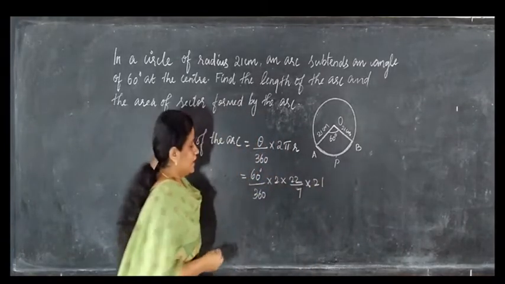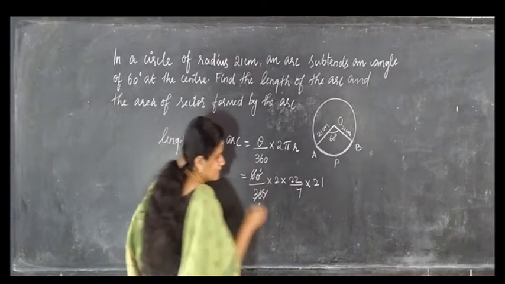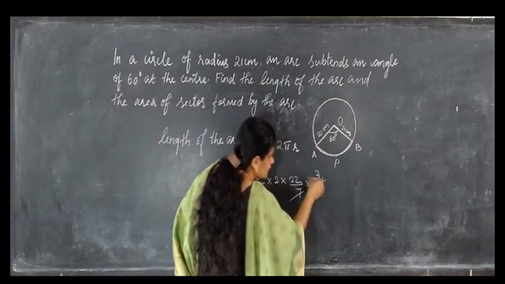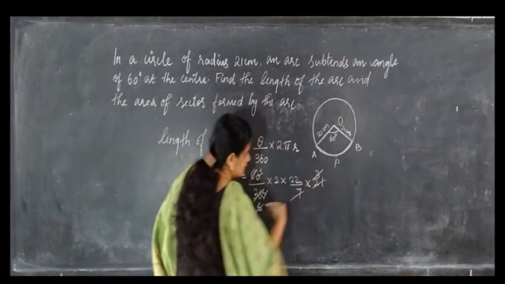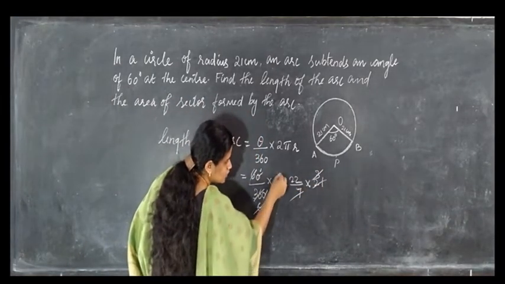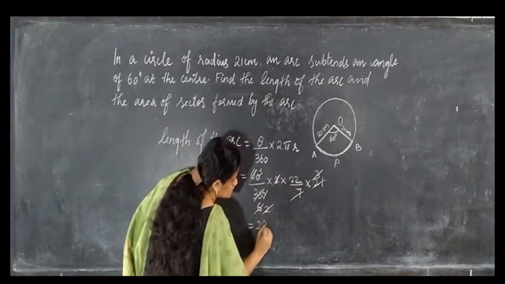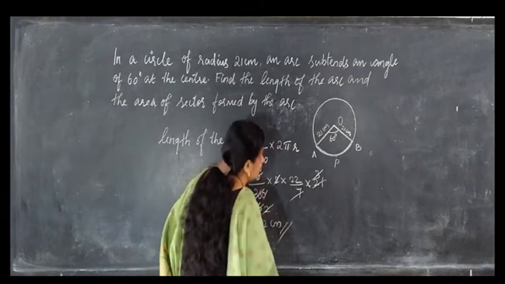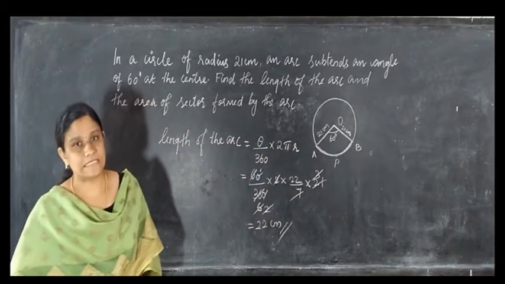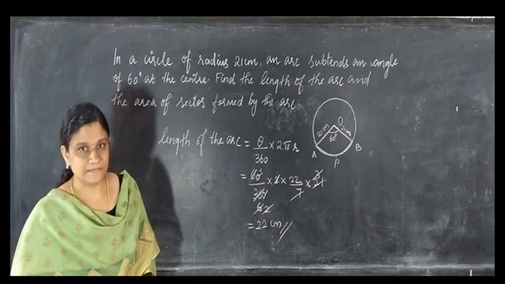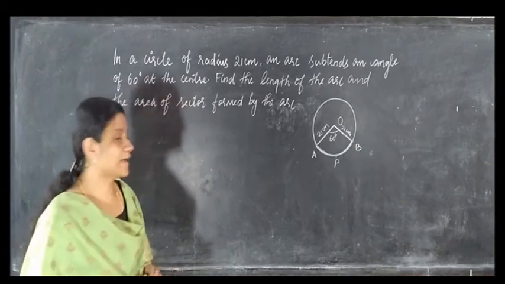21. Now, here 6 and 36, 6 times. 7 and 21, 3 times. Again, 6 and 3, 2 times, 2 and 2, we can cancel. So what is the answer? 22 centimeter. Therefore, the length of the arc is 22 centimeter. Clear? Now, the second question is, we have to find the area of the sector formed by the arc.